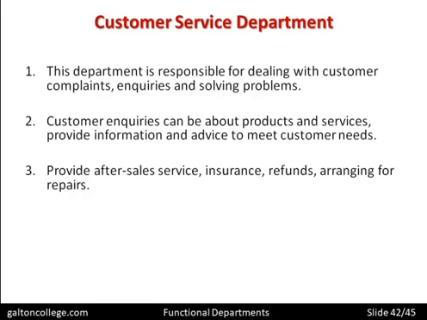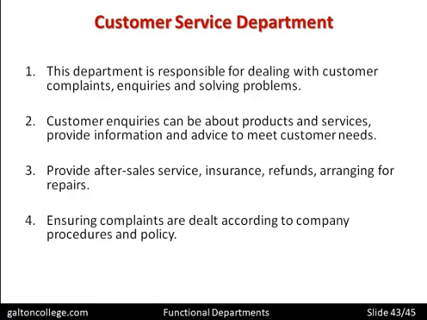They provide after-sales service, insurance, refunds, arranging for repairs. If the product is faulty, it's the customer service department who will deal with the issue, who will provide a replacement or get the existing one fixed. They ensure complaints are dealt with according to company procedures and policies. So there is a procedure. They don't just make it up. They have set procedures. In the event of a certain issue, they go to a certain procedure, and the procedure will offer solutions. And hopefully those solutions will allay the criticisms on the part of the customer and paint the organization in a good light, so the organization may anticipate good future sales.